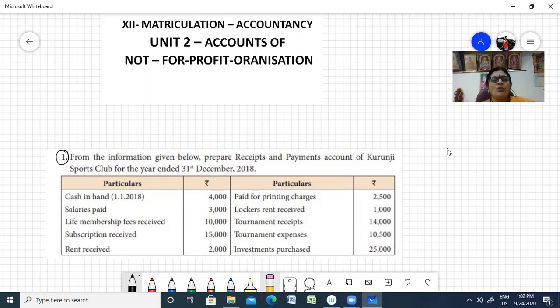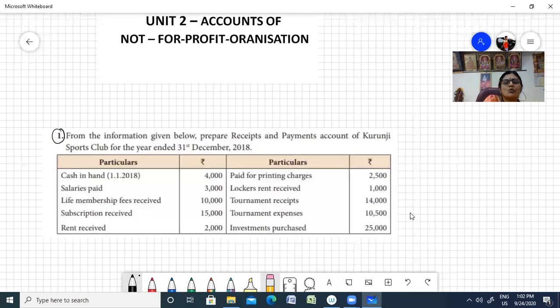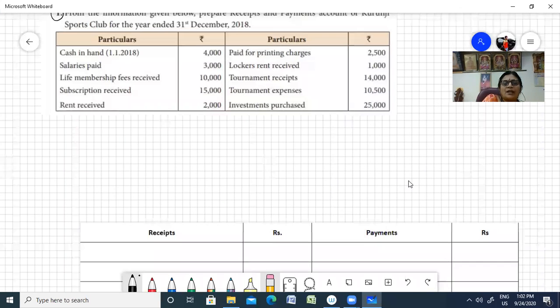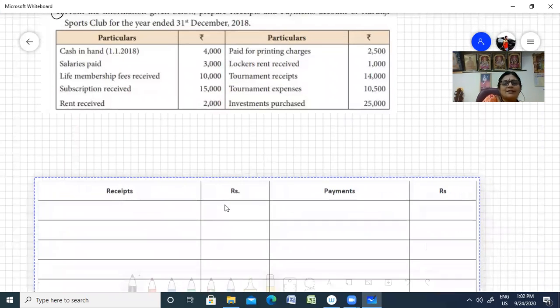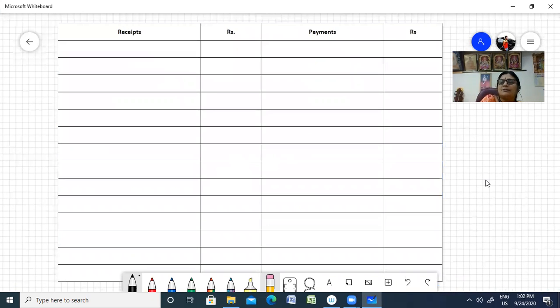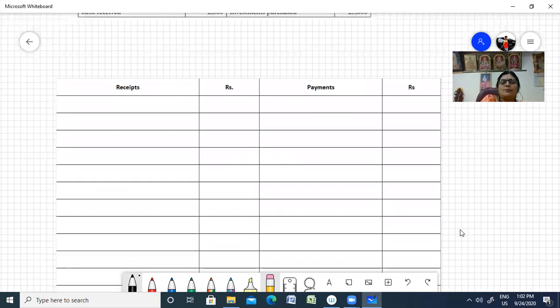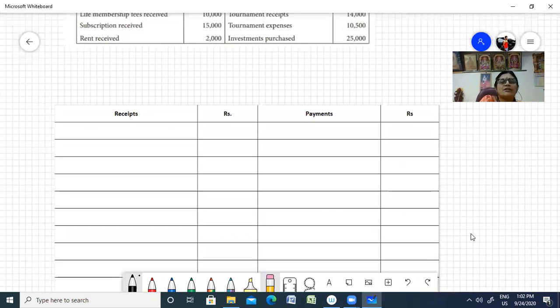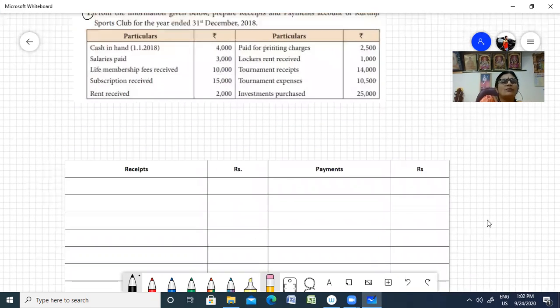From this you have to calculate the receipts and payments account of Kurunji Sports Club. Now that you have a format here, let us do this problem. I need all these figures. From this itself, you can easily mark what are all the receipts and what are all the payments. You would start your receipts and payments account with your opening balance.